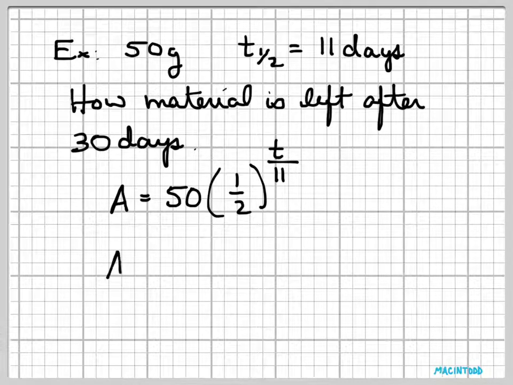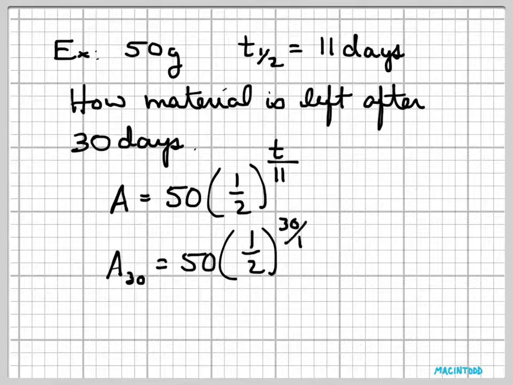So for us, after 30 days, the amount would be equal to 50 times 1/2 to the 30 over 11. For this on your calculators, you can just go straight forward: 50 times 0.5 to the, then you have to put your exponent in parentheses, 30 divided by 11 in parentheses. And it looks like we come up with 7.55 grams. We can kind of tell if this makes sense.